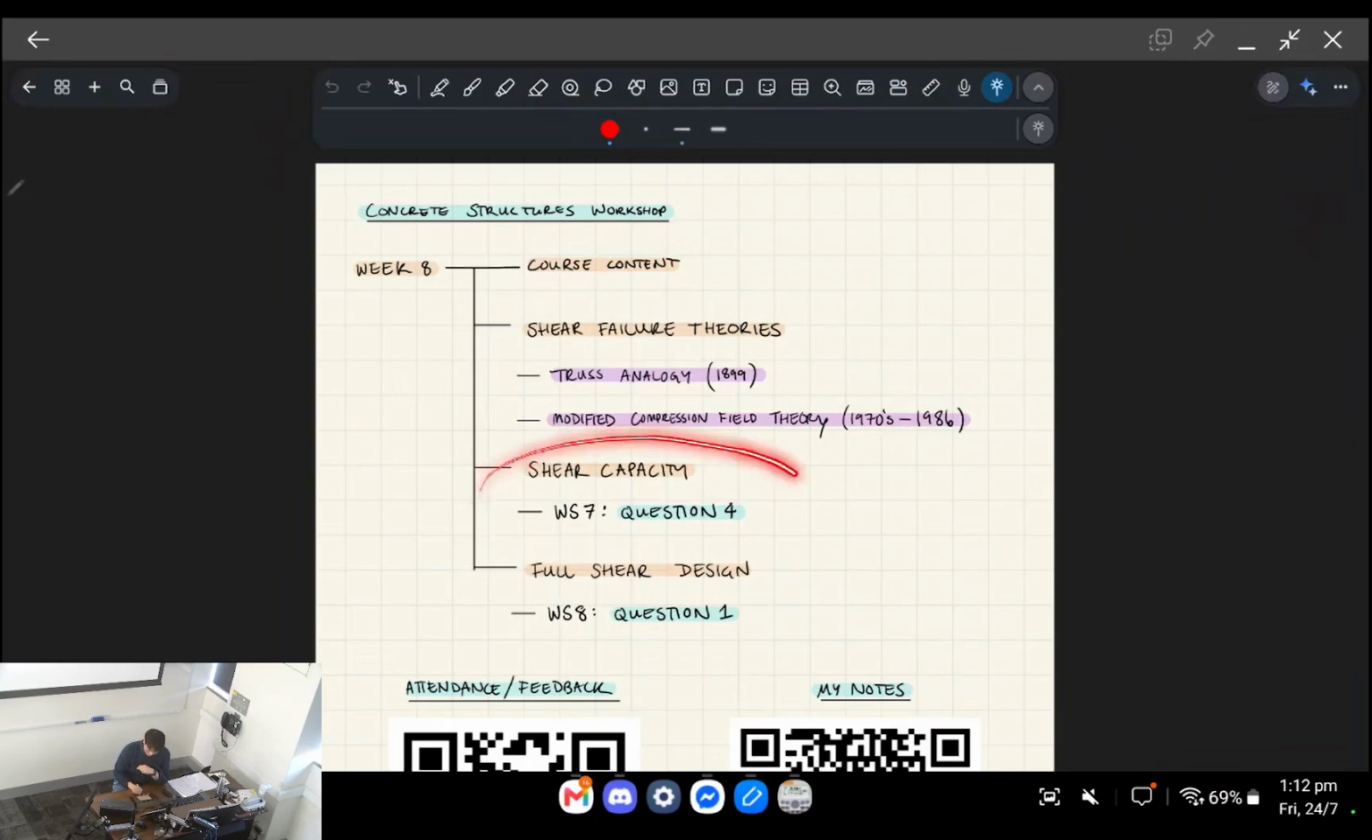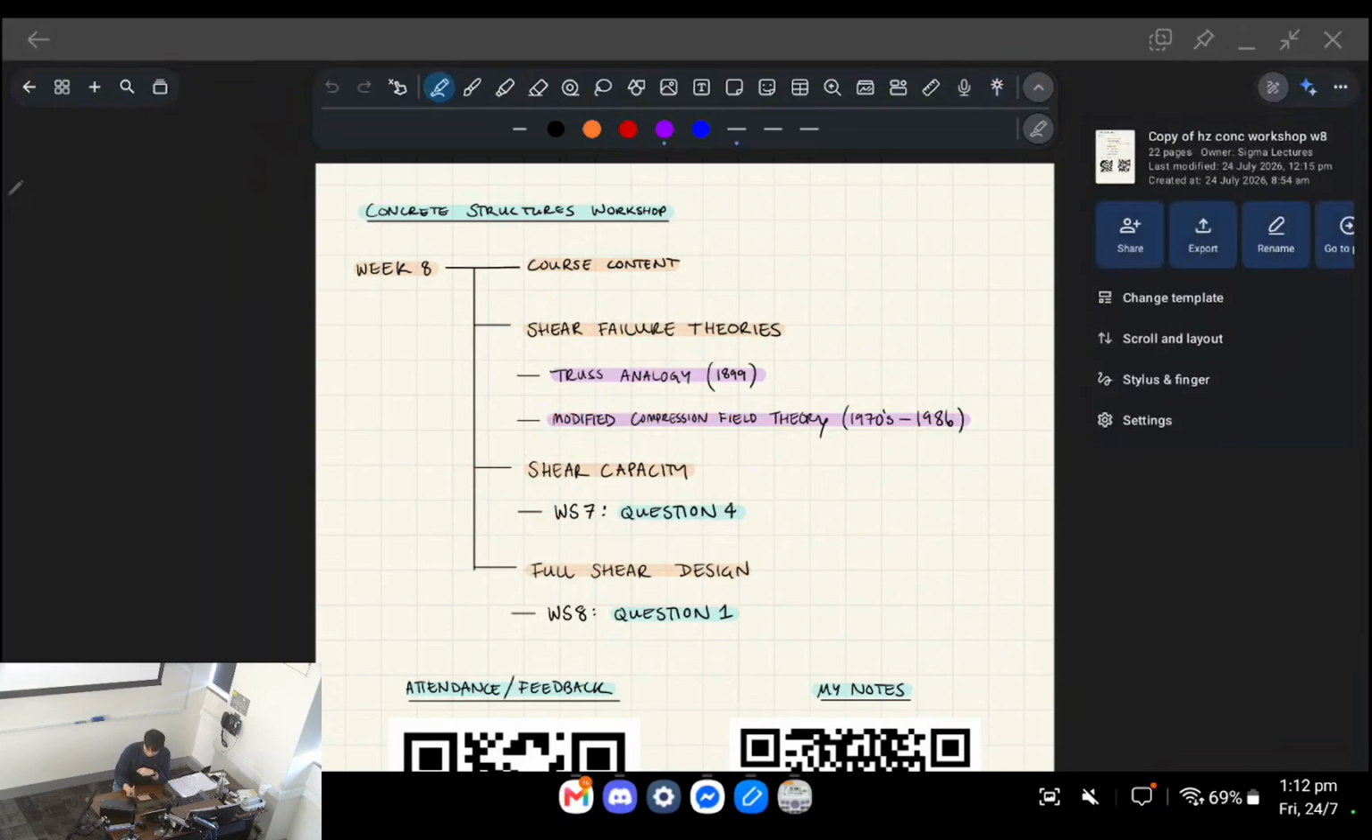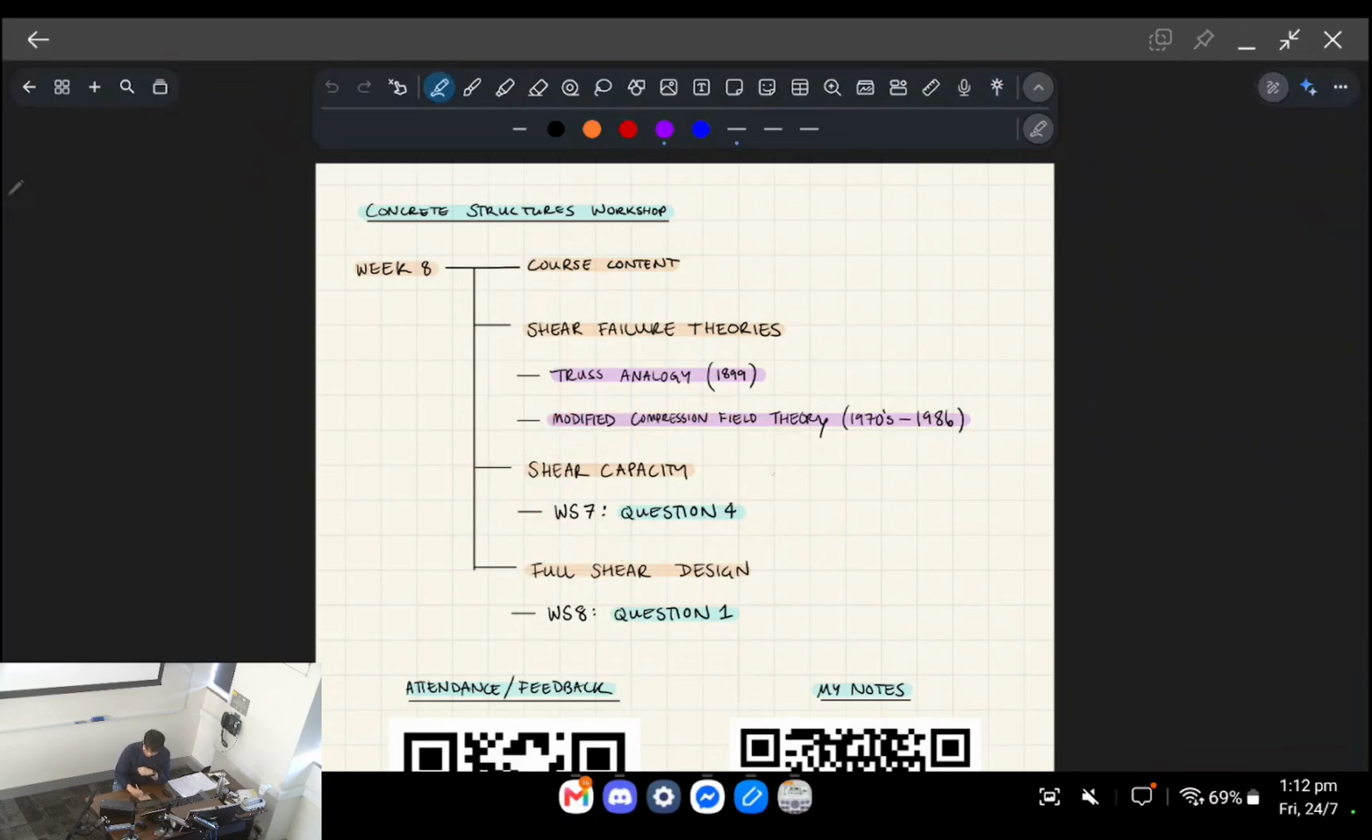And then followed by calculating two types of questions. The first type is the shear capacity. So if you remember from week 5, right? In week 5, we did flexural capacity, or let's call it ultimate stage 3 flexure capacity, right? Where you had to work out phi Mu, right? So that was week 5, the flexure topic, right?